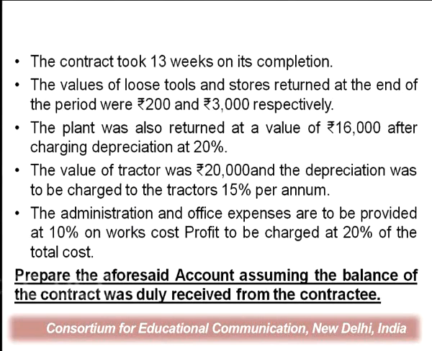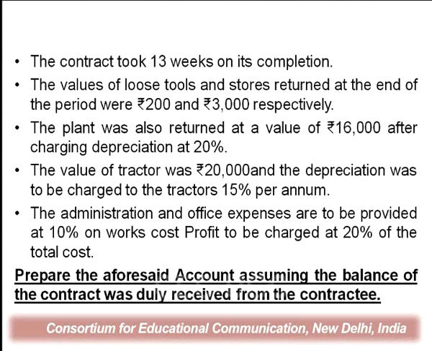There are 52 weeks in the whole year. So 13 weeks has been taken by the contractor to complete the work. The value of loose tools and stores returned at the end of the period were rupees 200 and 3,000 respectively. So out of the loose tools and the stores that have been issued, 200 rupees worth of loose tools and 3,000 worth of stores were returned from the site to the store.